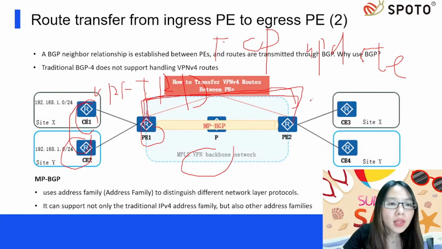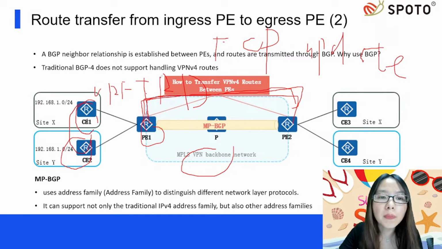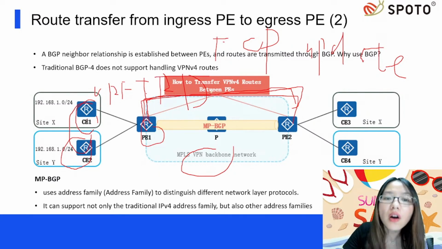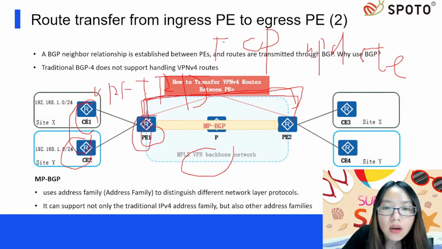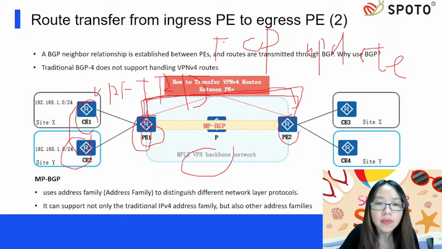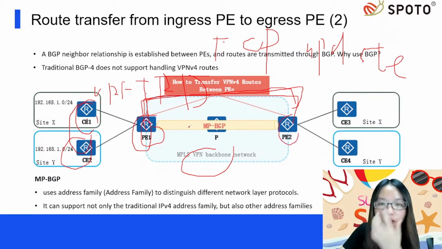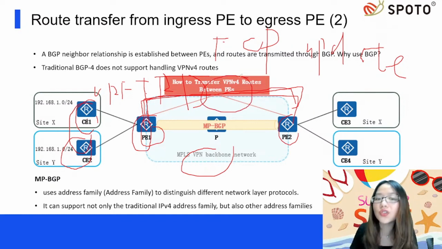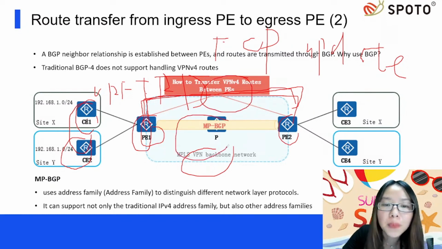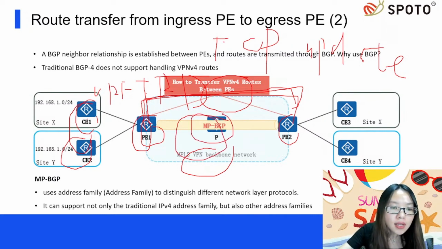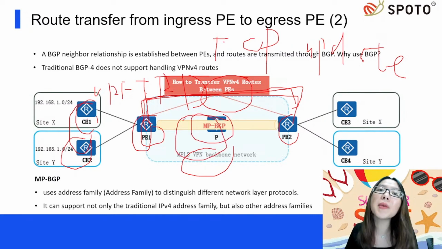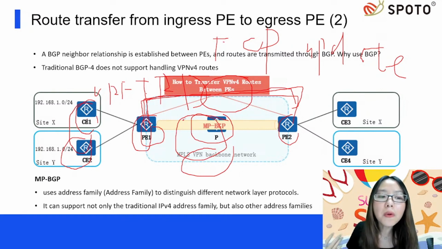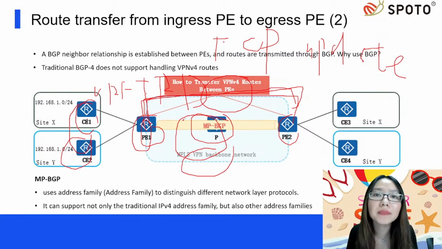Okay, so the traditional BGP4 doesn't support handling VPN v4. The PEs use BGP, but how do we transfer VPN v4 routes between the PEs? So we need to use MPBGP. Okay, so what's MPBGP?